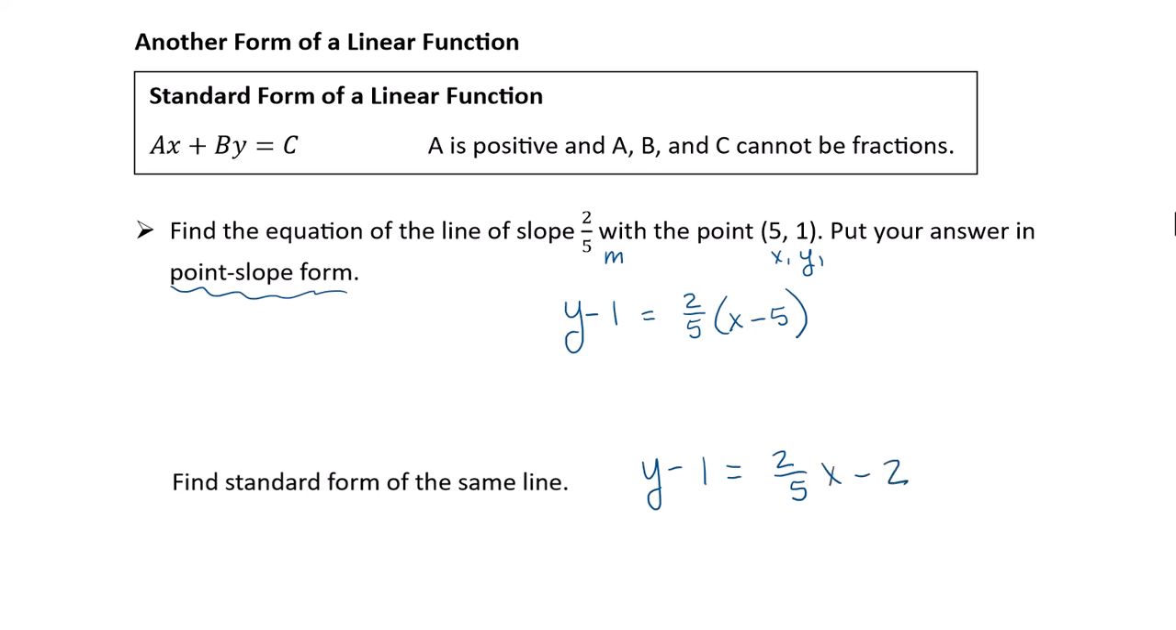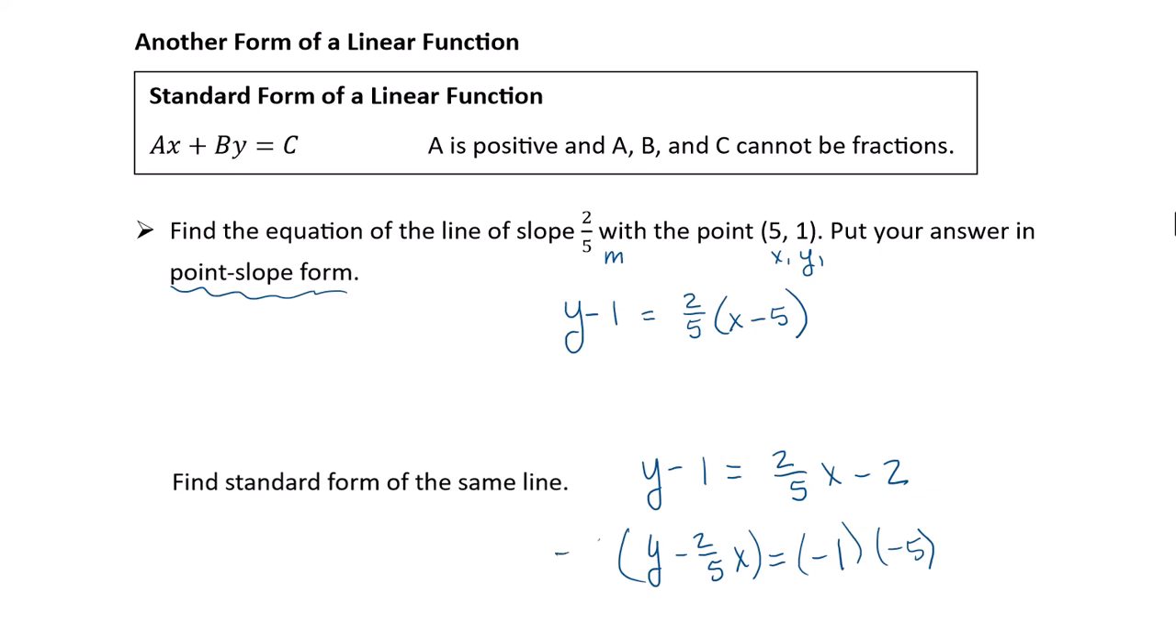Okay, and I need to subtract 2/5 x from both sides and add 1 to both sides. And I can't have a fraction, and I also want the x to be first, and I want its coefficient of -2/5. Can't be a fraction, it can't be negative. So I'm going to multiply through by -5, and I will rearrange that at the same time.